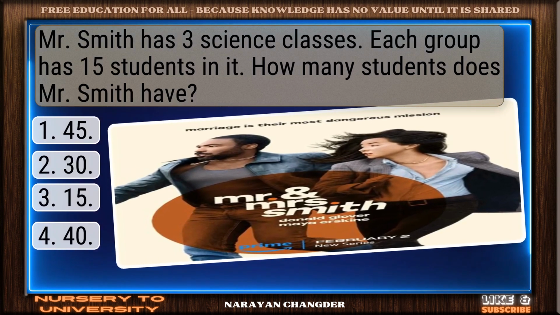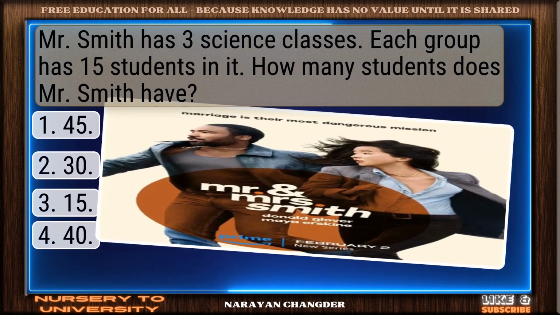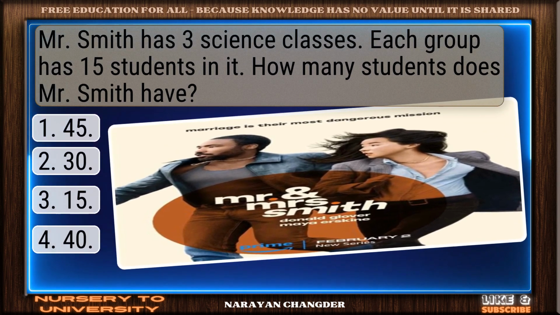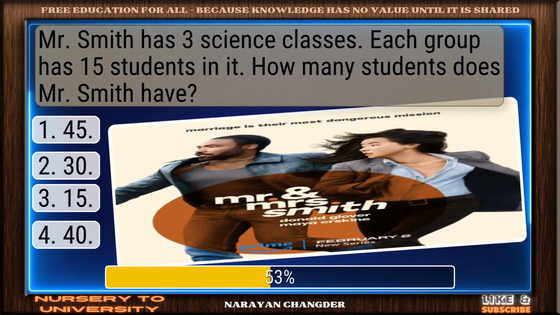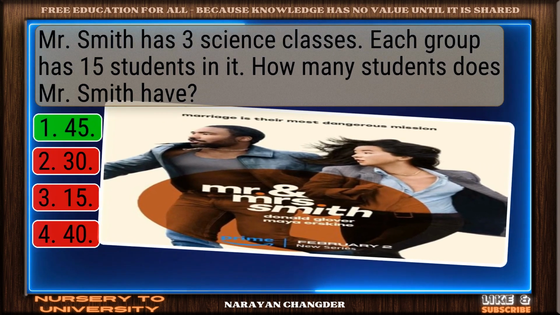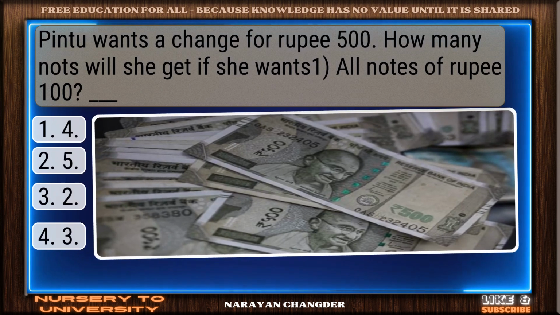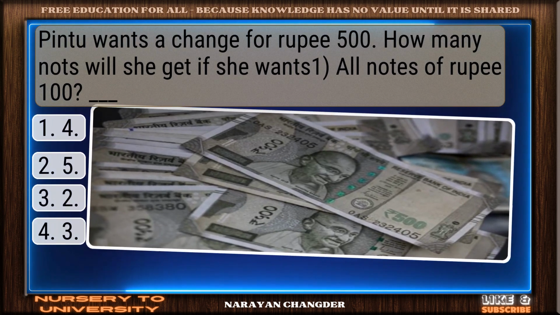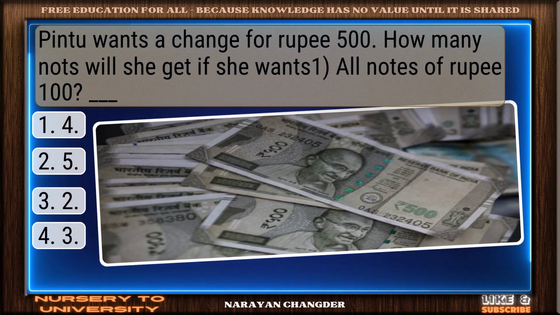Mr. Smith has 3 science classes. Each group has 15 students in it. How many students does Mr. Smith have? Right choice, 45 is the best answer. Pintu wants change for rupee 500. How many notes will she get if she wants all notes of rupee hundreds? Dash.